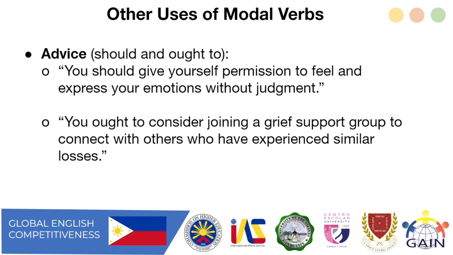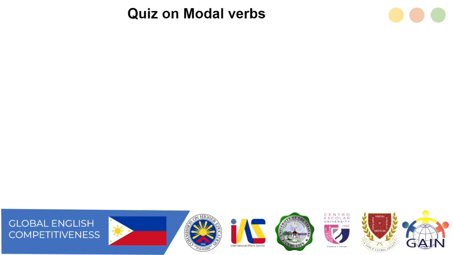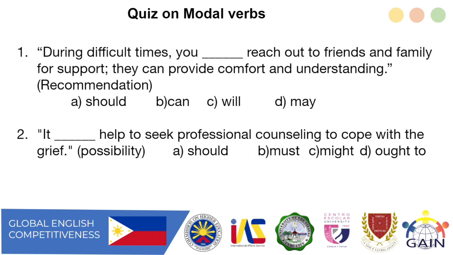Now let's have our exercise. Identify the modals used in these sentences. Our first sentence is recommendation. It reads, during difficult times, you blank reach out to friends and family for support. They can provide comfort and understanding.